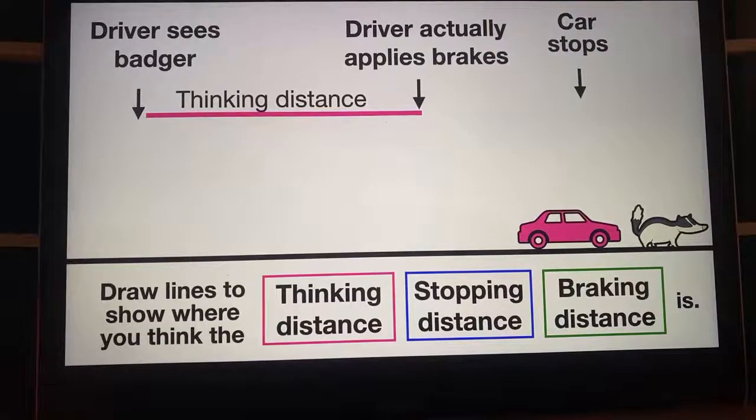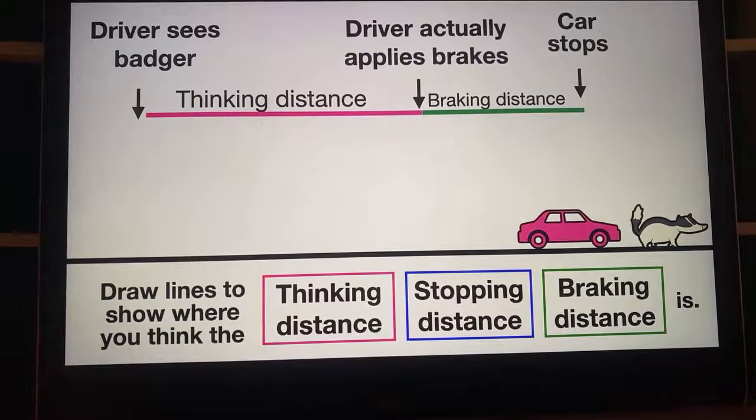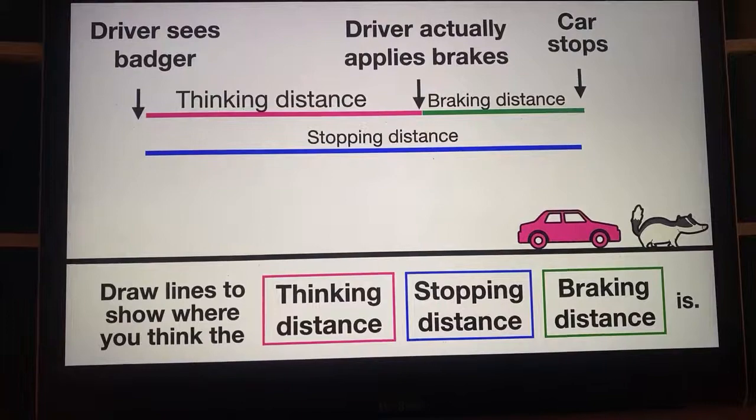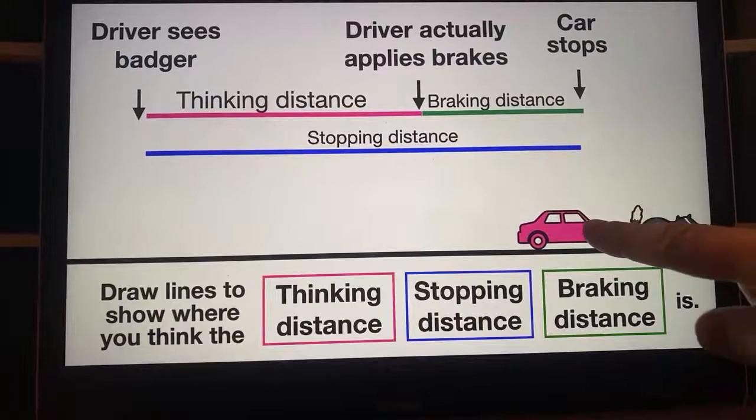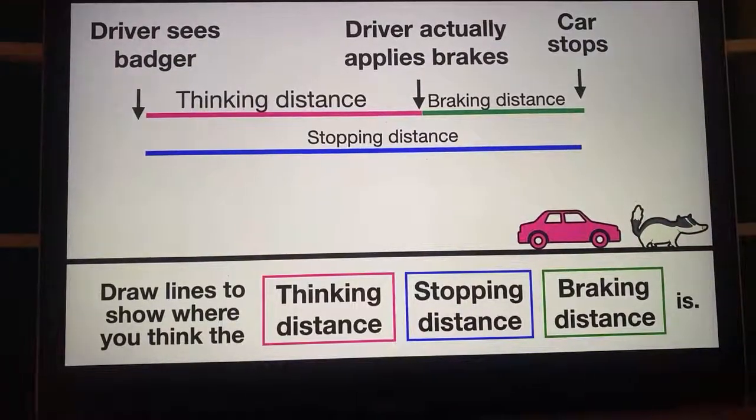The braking distance, I tried to mix them up to confuse you on purpose. The braking distance is the distance that the car travels while the car is braking. So the distance between the driver actually putting the foot on the brakes and the car coming to a stop. And the stopping distance is both of those added together. The overall stopping distance is the distance that the car travels in between the driver seeing a thing and the car actually stopping.